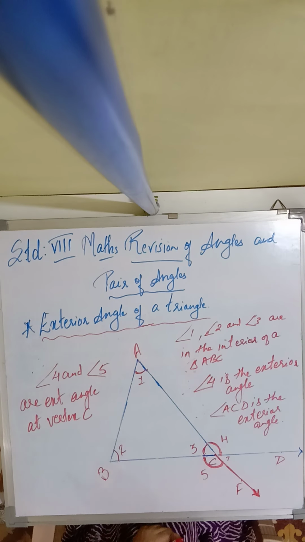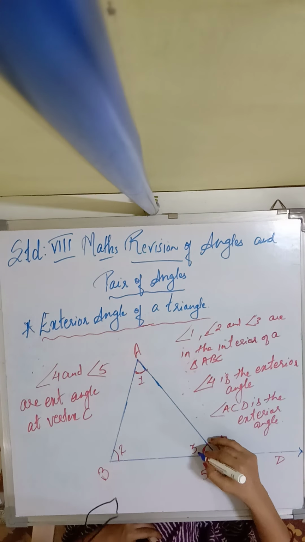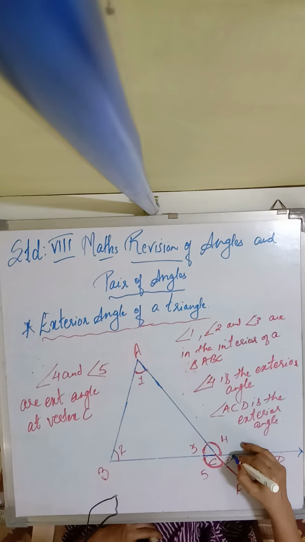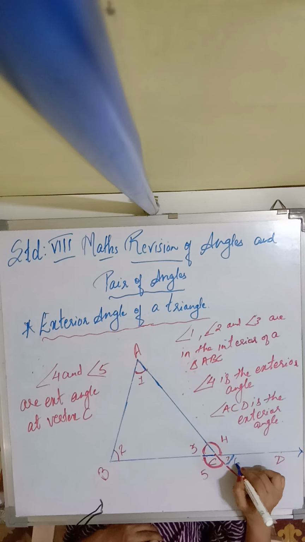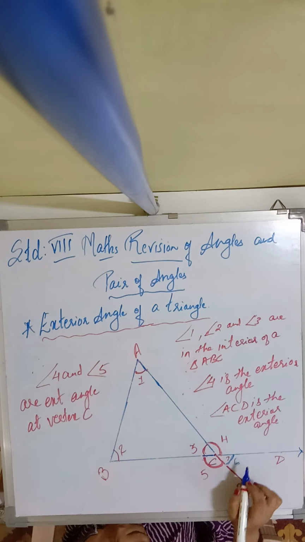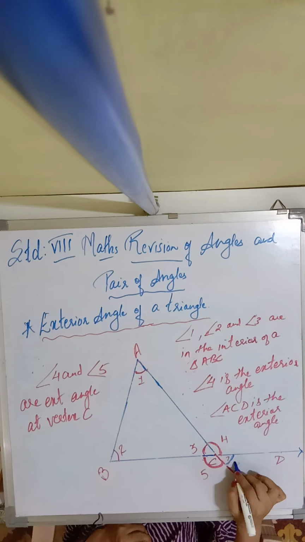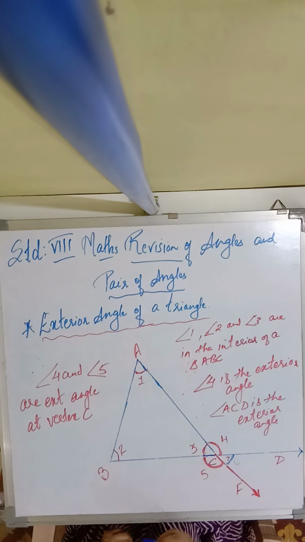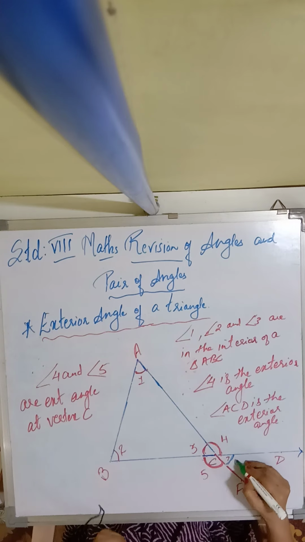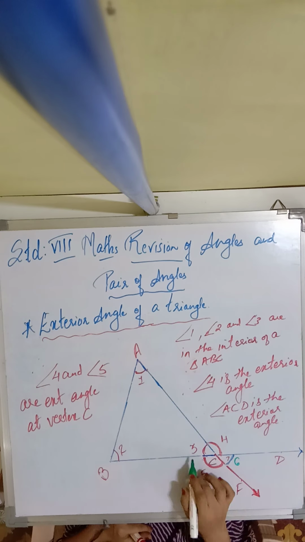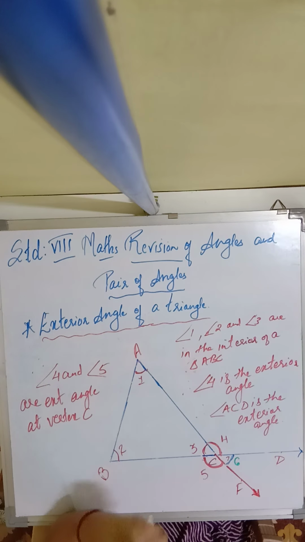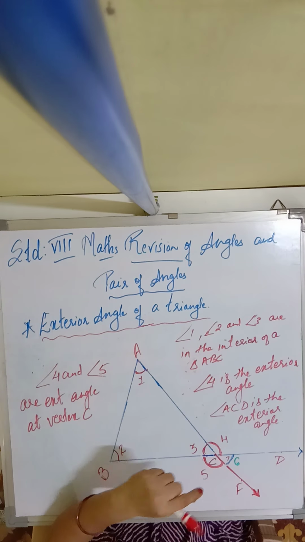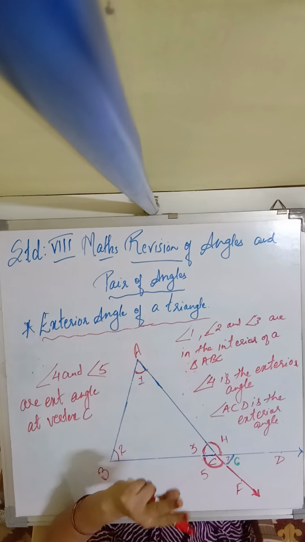And this particular angle, which is vertically opposite to angle 3, you can name as angle 6. What will it be called? Angle 6 will be your vertically opposite angle. So at one vertex we get two exterior angles. Always remember, at a vertex we get two exterior angles.